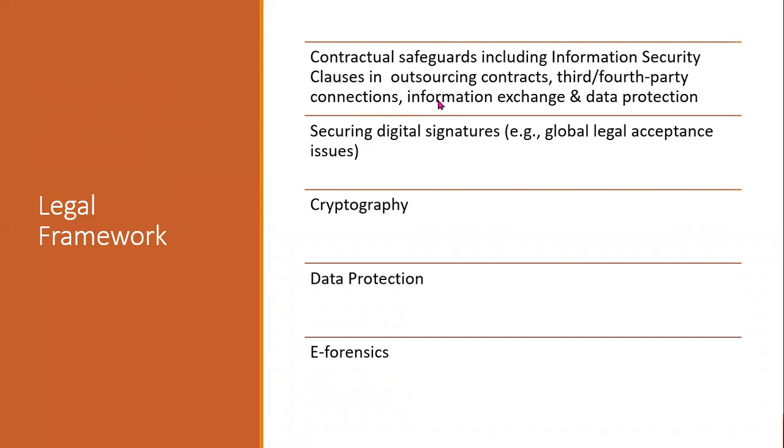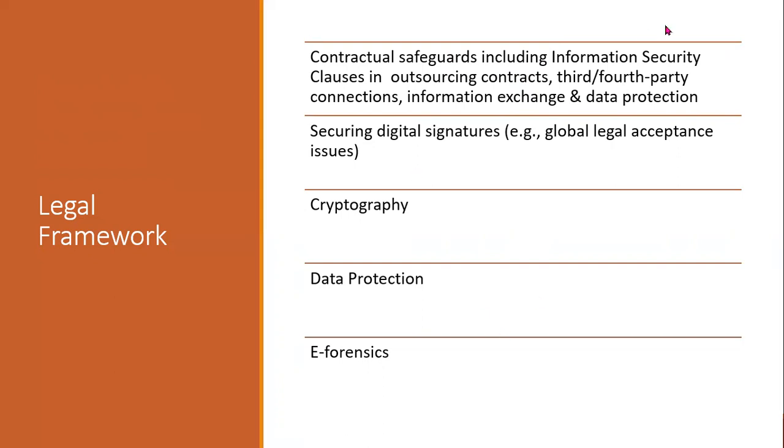Legal framework. When you're outsourcing to third parties, ensure that contractual safeguards are included in the form of information security clauses, considering third and fourth party controls with regards to IT issues and, most importantly, data protection. We can't afford to simply outsource our data to third-party providers like our recruitment data, for example, our employee data. We can't afford to outsource without understanding where the recruitment provider, which is our third party, stores our employee data.